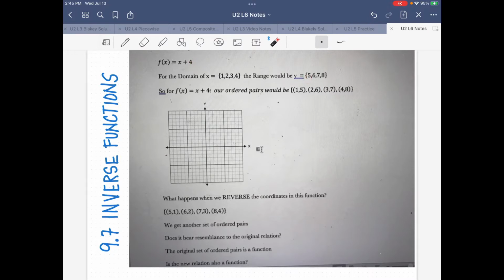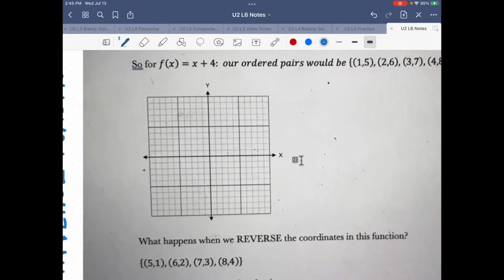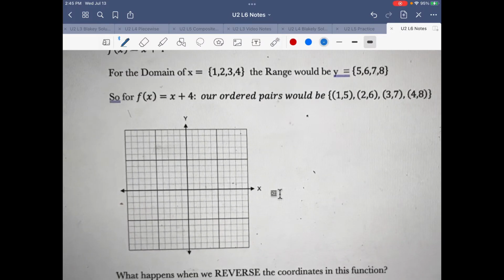If I substitute in 2, 2 plus 4 is 6. And then 3, I would get 7, and 4, I would get 8. So my domain would be 1, 2, 3, 4, and my corresponding range would be 5, 6, 7, 8. If I rewrote that in ordered pair notation, I would have the points (1, 5), (2, 6), (3, 7), and (4, 8). So let me plot those really quick. So that's what it would look like graphed.